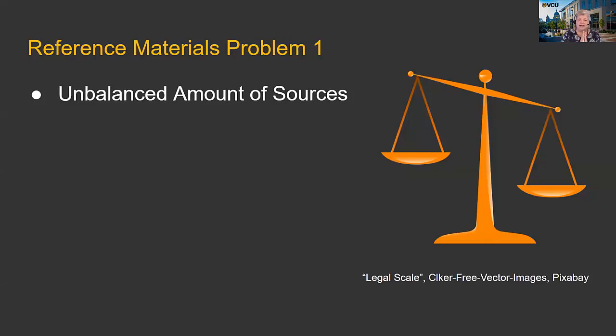So the first thing that can go wrong here is that you have an unbalanced amount of sources, right? So you have a section in your paper where you've got 18 sources, and then you've got a section in your paper where you've got 2 sources. You need to find balance. You need to either weed out your 18 or look for more for your 2, but having that kind of level of unbalance looks incomplete to the reader. So it's something you want to avoid.